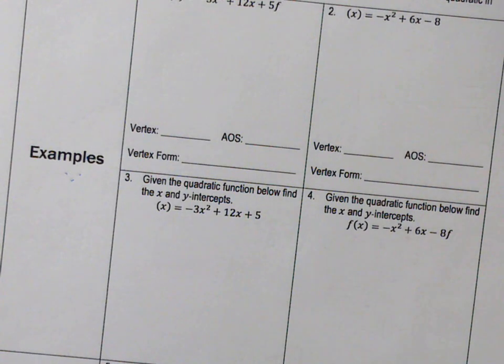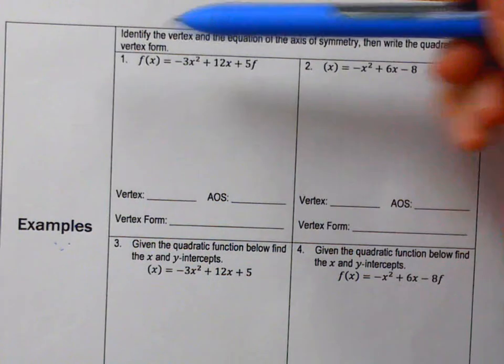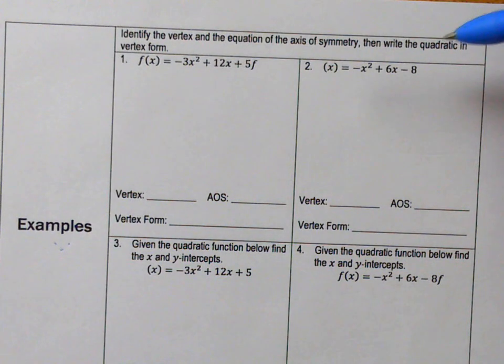Welcome back to page 2 of 2.1 quadratic functions. So we are going to continue on with the second page of notes for this. We're going to be using a lot of the same information that we talked about from page 1. Our first examples on this say to identify the vertex and the equation of the axis of symmetry, then write the quadratic in vertex form.